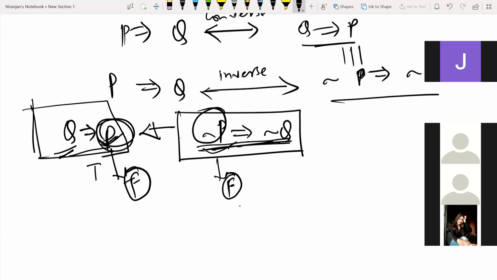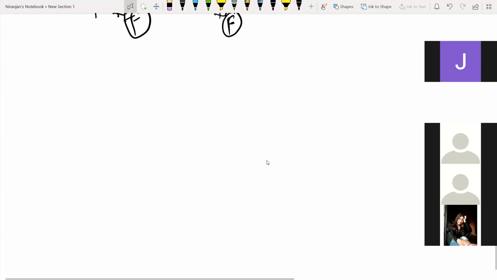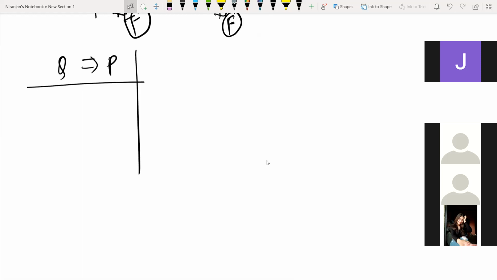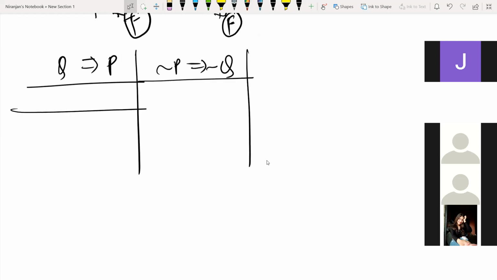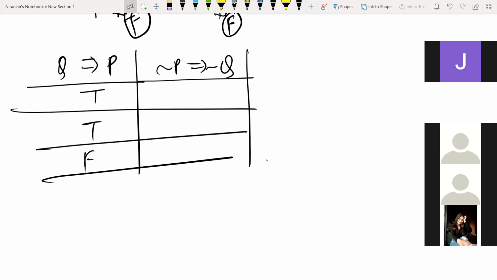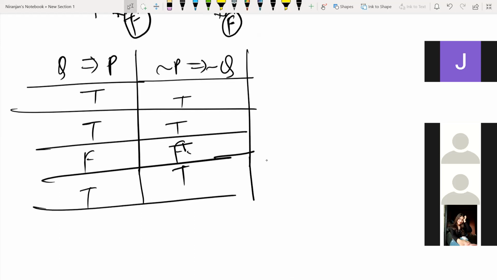I mean, you can make the truth table and you can get the result. Okay, these two are logically equivalent. How do you show they are logically equivalent? You guys know now. You make the truth table for Q implies P, and you make the truth table for negation of P implies negation of Q, and you show that these two are going to be T, T, F, T. That's what I think you should get when you write P and Q.